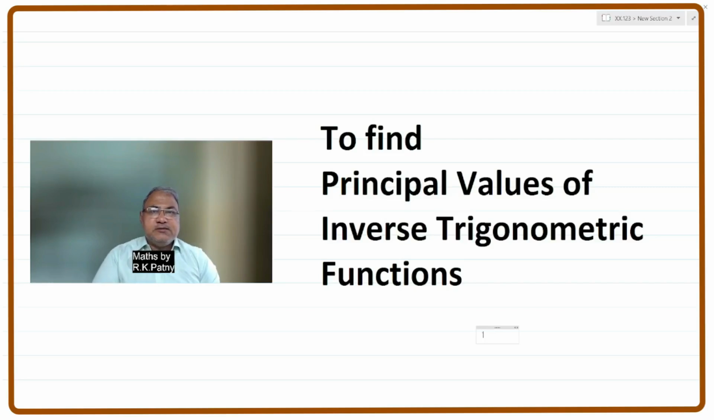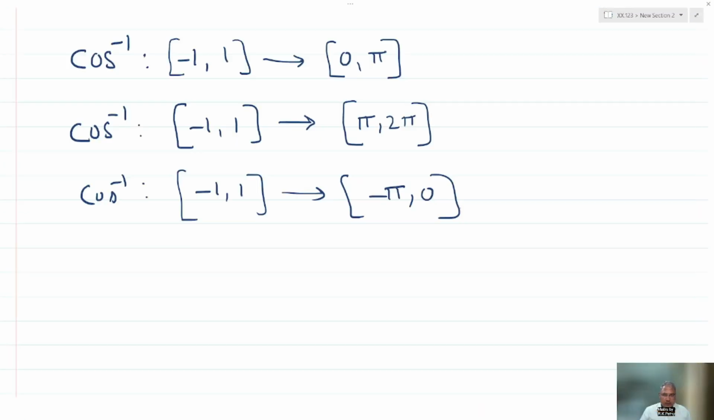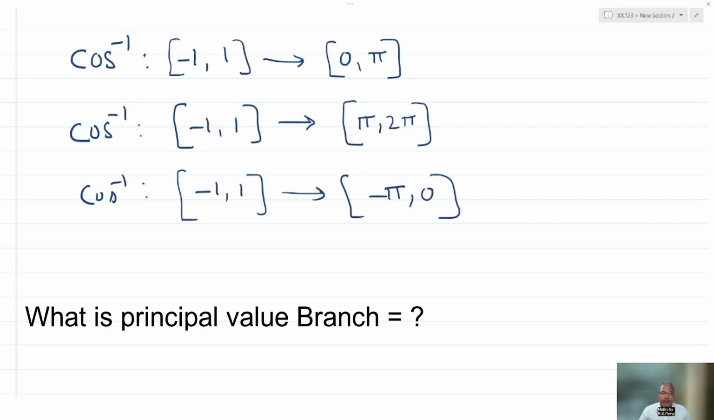Hello friends, in today's video we are going to learn how to find principal values of inverse trigonometric functions. Before proceeding, let us understand this example. In this example, cos inverse of minus 1 to 1 is nothing but the domain value, and it is a range value. So here is a domain and here is a range.